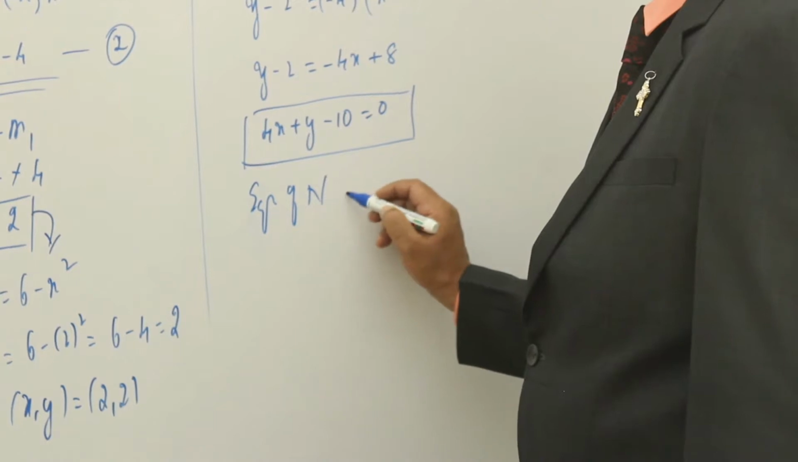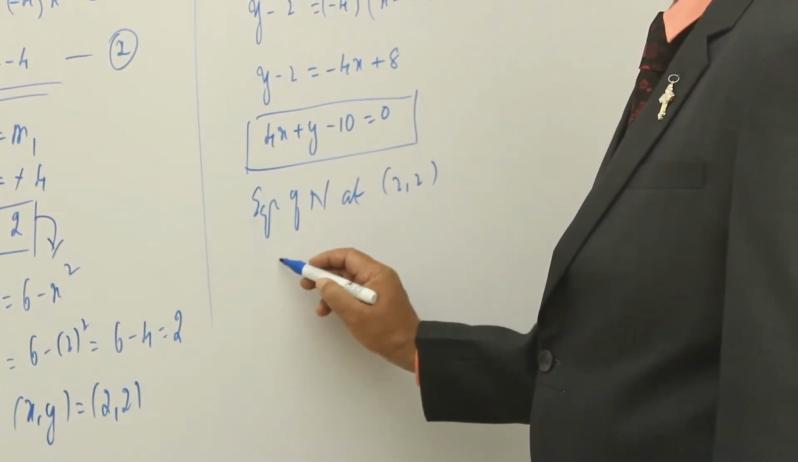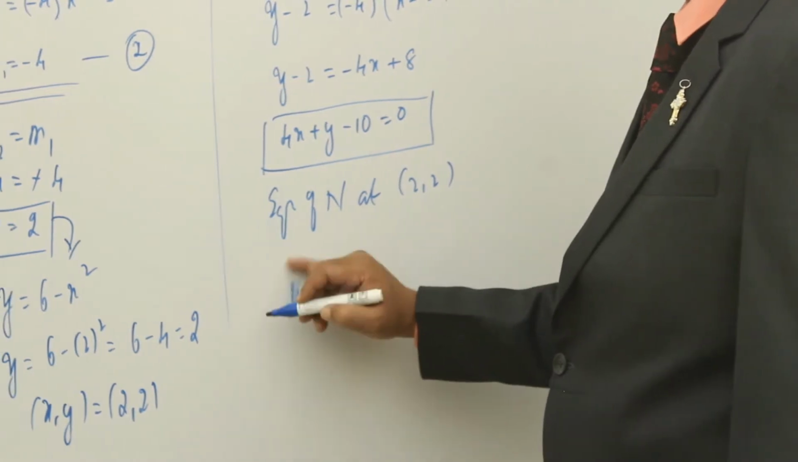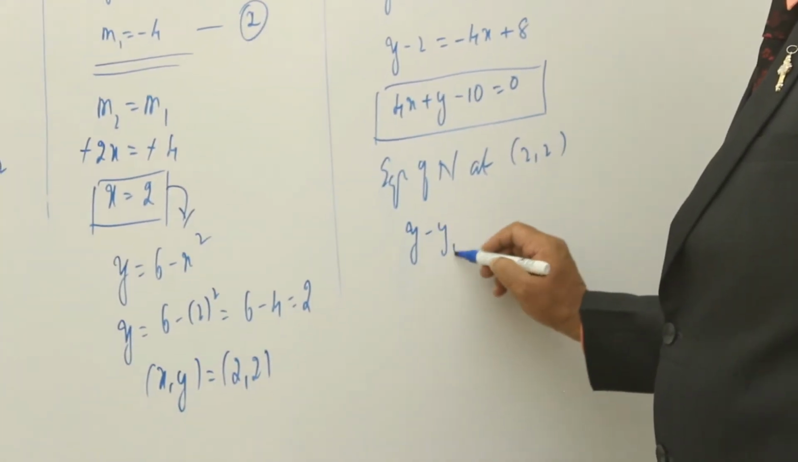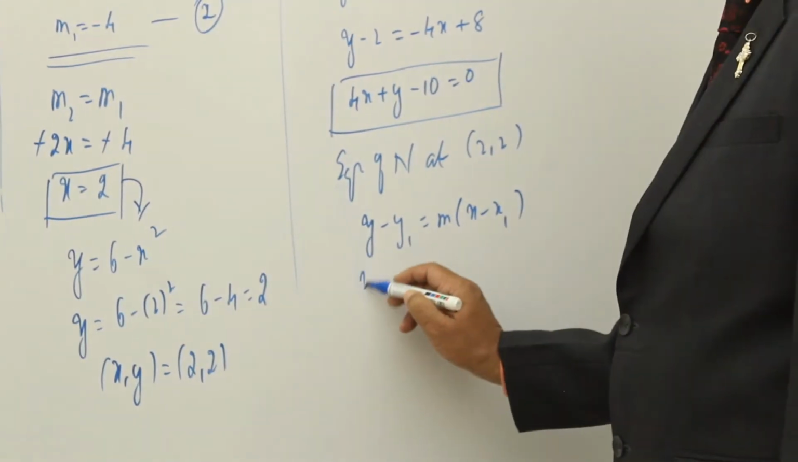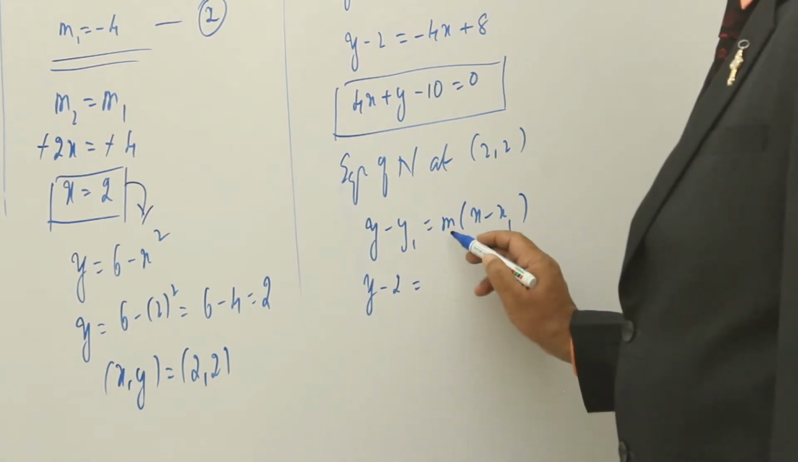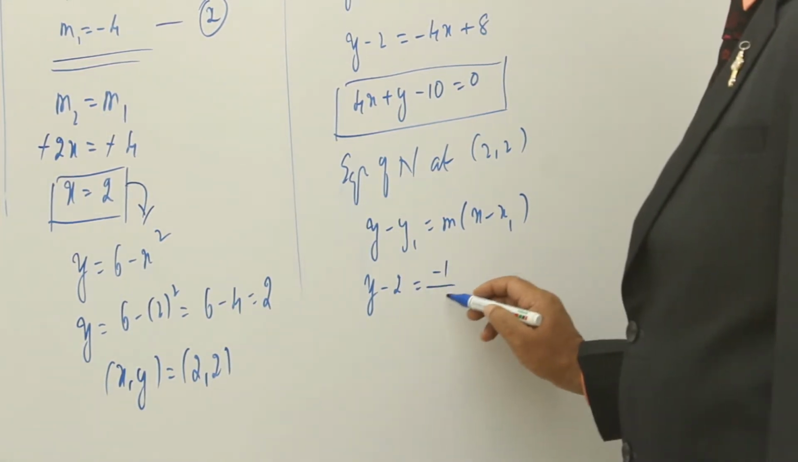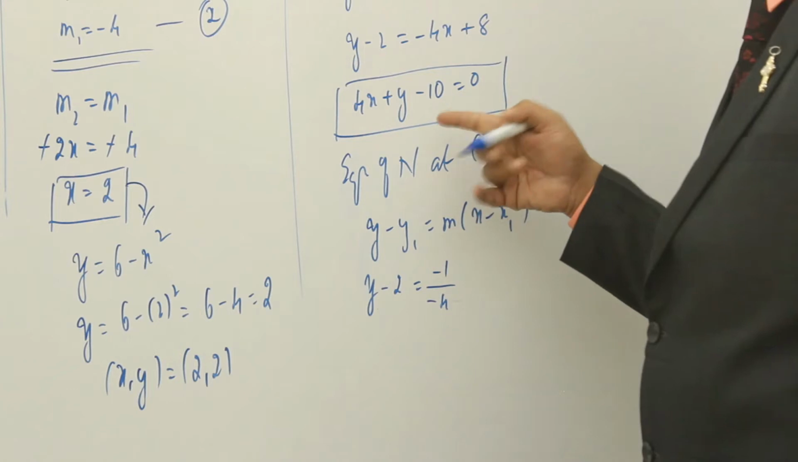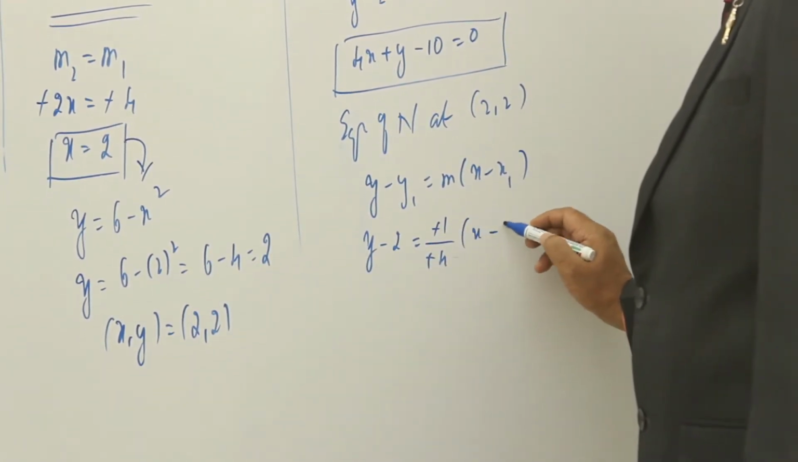Equation of normal at 2 comma 2. It is going to be y minus y1 is equal to m into x minus x1. So therefore you will get y minus y1 is nothing but 2. Slope is nothing but minus 1 divided by minus 4, because it is the reciprocal of the slope of the tangent. So this minus and minus gets cancelled, x into 2.